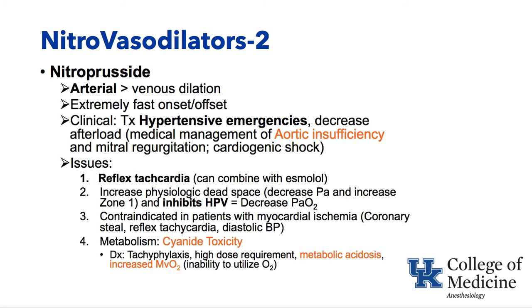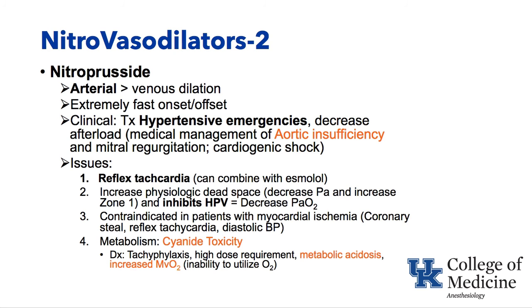It also can be used to decrease afterload. An example of that would be if a patient had acute aortic insufficiency as you're medically managing them and possibly maybe even preparing them for surgery. If SVR goes up, the aortic insufficiency gets worse. If you dilate the systemic vasculature, the aortic insufficiency will get less. And so nitroprusside can be used to temporize and improve forward cardiac output, as it can with mitral regurgitation acutely and cardiac shock, by decreasing systemic vascular resistance.